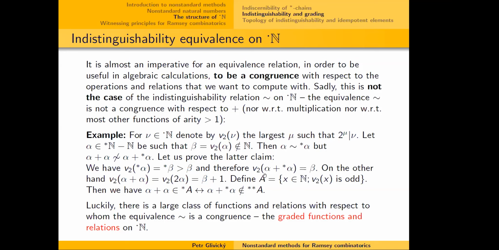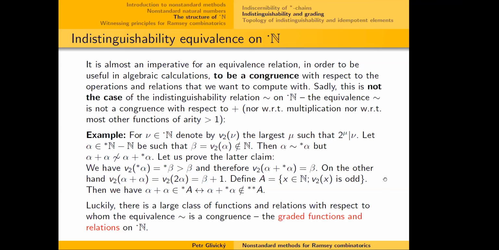And therefore, when we take a set A, which consists of all the numbers whose valuation is odd, then this set actually distinguishes alpha plus alpha from alpha plus star alpha. And therefore, they are not equivalent in the indistinguishability equivalence. So to repeat what we just proved, we proved that the tilde, the indistinguishability equivalence, is not a congruence with respect to addition.